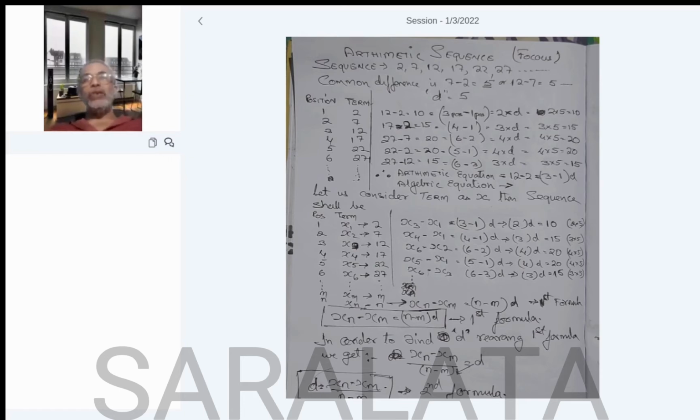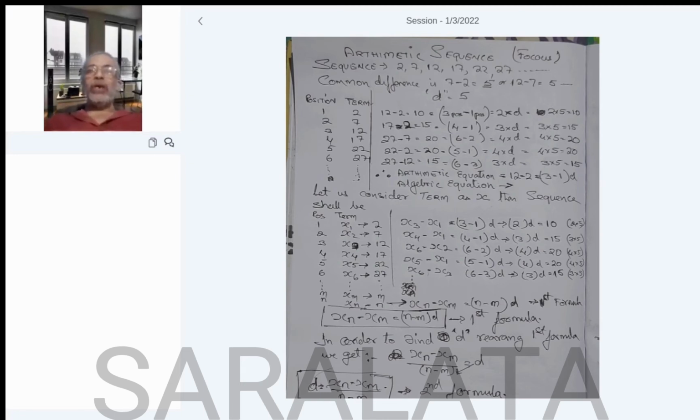So let me get a simple formula. I just need to rearrange the formula number 1 which I got. How do I rearrange it? The first formula is xn minus xm is equal to n minus m into D. Now I need to separate my D out from this formula. So when I separate the D, it becomes D is equal to xn minus xm divided by n minus m. So that becomes my second formula where I can find out the D, that is the common difference.